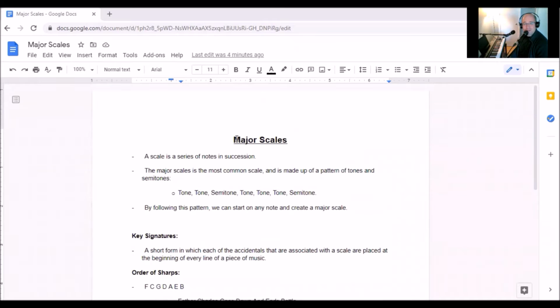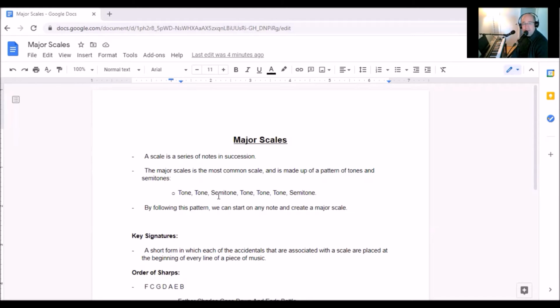So you can see here on the screen, there's a topic called major scales. And a scale, of course, is a series of notes in succession, meaning notes that are played either up or down, also known as ascending or descending. And a major scale is the most common scale, and is also known as the Ionian mode, which is an ancient mode that has traveled down through the centuries and is now a very common part of music performance.